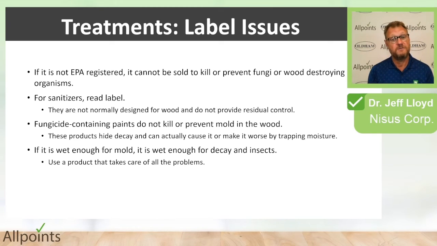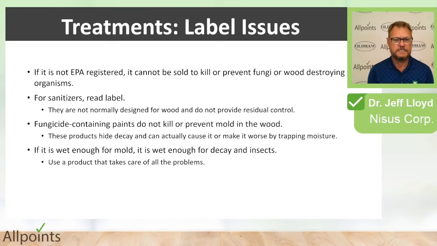You also don't know if it's safe for that particular use. Typically, EPA will look at both the efficacy and performance of a product and the safety in its label uses to make sure that you get something that works and isn't going to cause more problems or harm to applicators or homeowners. For sanitizers, such as DSV, for example, read the label. They are not normally designed for wood, and they do not provide residual control.